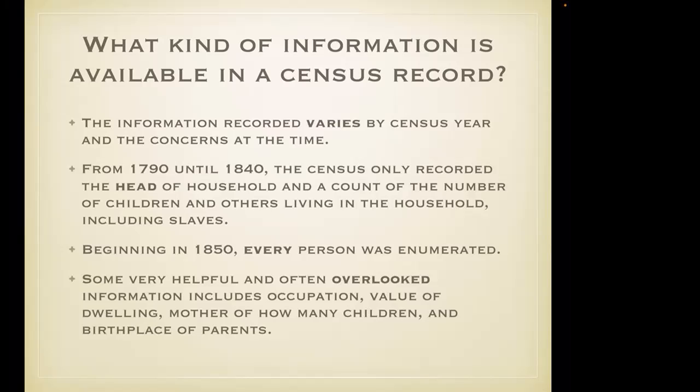Some censuses included whether they were male, female, or whether they were free or slaves. 1850 is a great census. It's the first census that actually lists every person that was enumerated, not just the head of the household. And some very helpful and often overlooked information includes occupation, the value of the dwelling, mother of how many children, and birthplace of parents. Now, not all censuses give this information, but I hope to be able to point out how that information can be helpful to you.